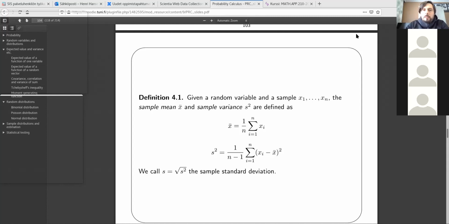I have a question. Yeah. What is the difference between expected value and sample mean?